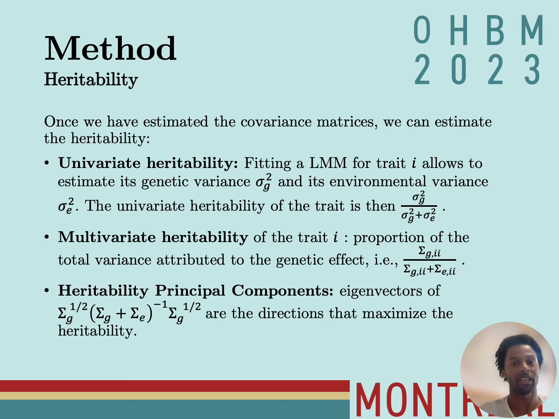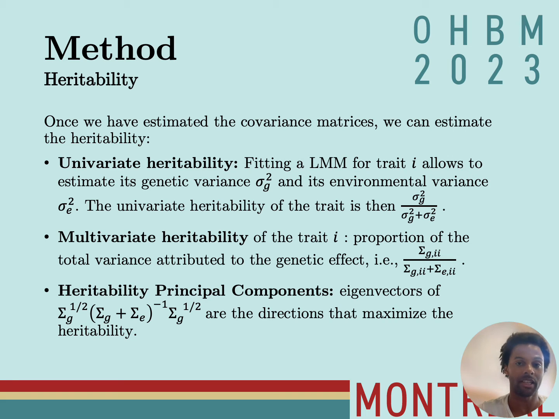Now that we know how to estimate our covariance matrices, let's focus on how to compute heritability. So in the univariate setting, when you only have one phenotype, you can fit a linear mixed effect model for that phenotype and estimate the genetic variance sigma g square, the environmental variance sigma e square, and then the univariate heritability of the phenotype would just be sigma g square over the total variance, as the proportion of the variance that is due to genetic effects.